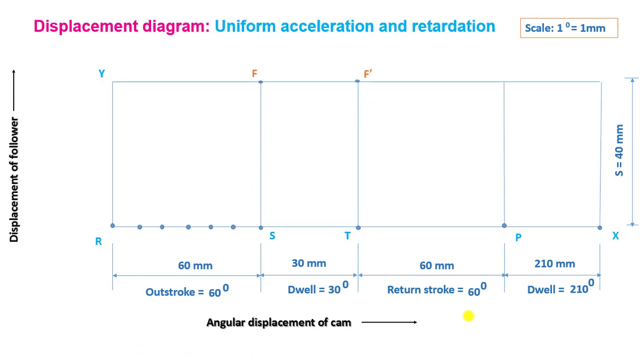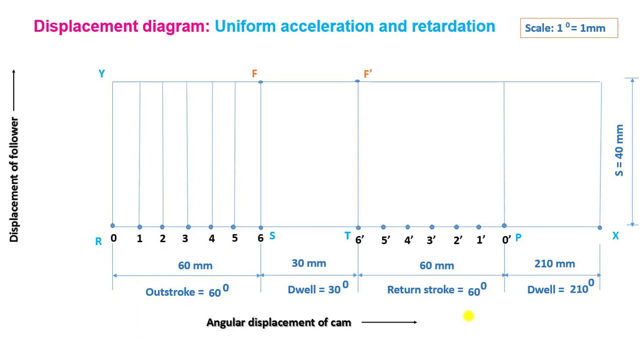Divide the outstroke into 6 equal parts. Label it as 0, 1, 2, 3, 4, 5 and 6. Divide the return stroke into 6 parts. Label it as 6 dash, 5 dash, 4 dash, 3 dash, 2 dash, 1 dash and 0 dash. Draw a vertical line through each point.